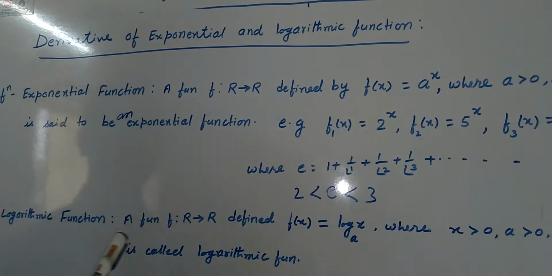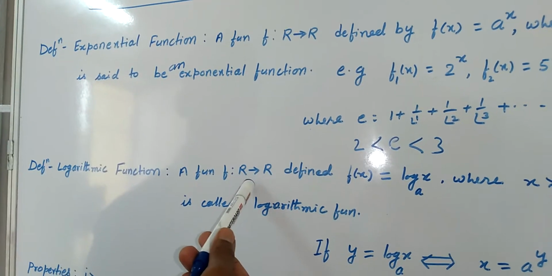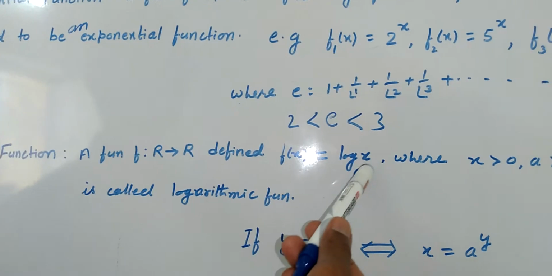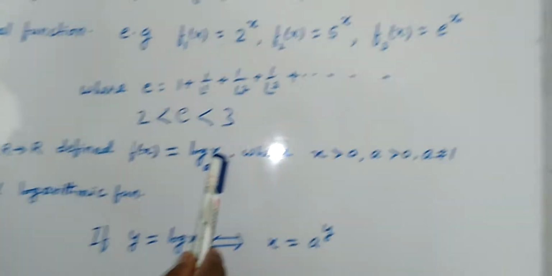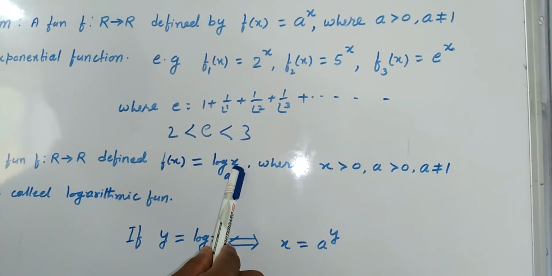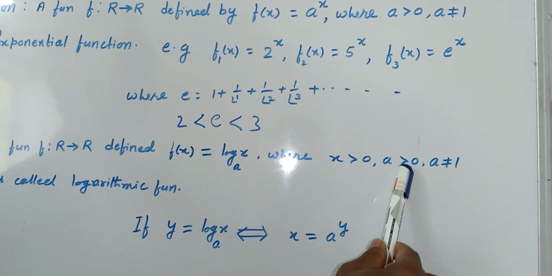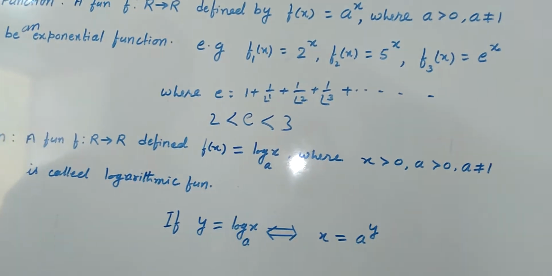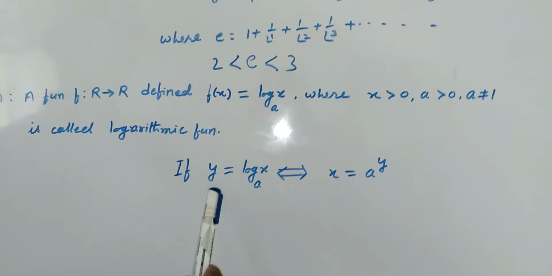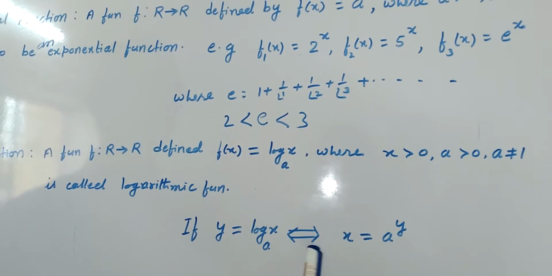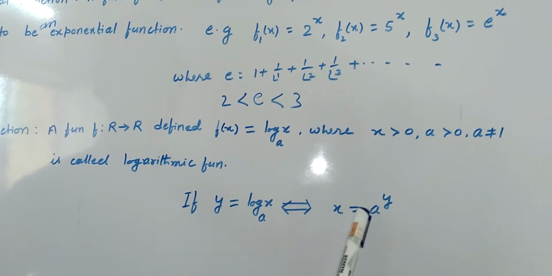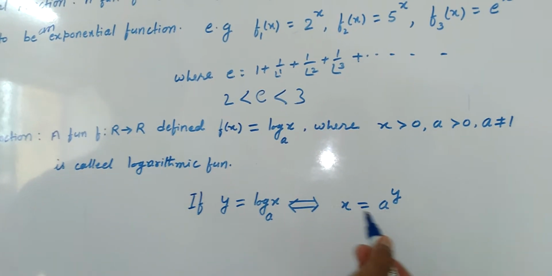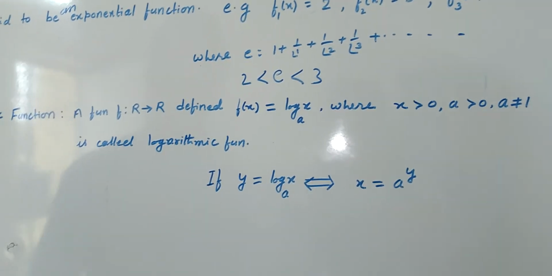Now the logarithmic function. In the same way, we can define a function from R to R defined by log x base a, where x is positive. The logarithmic function is defined only for x positive, and a has the same condition, positive and not equal to 1. If any statement is given in logarithmic form, we can change it into exponent form, and vice versa. If any statement is given in exponent form, we can change it into logarithmic form.